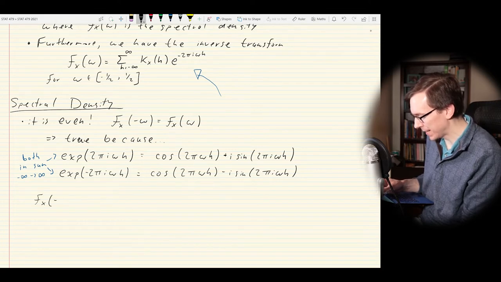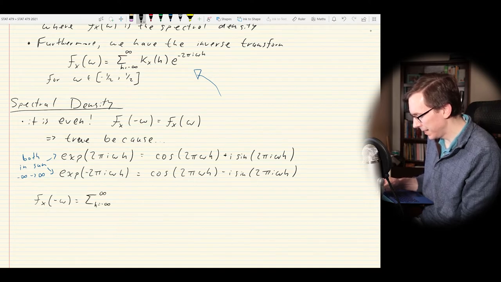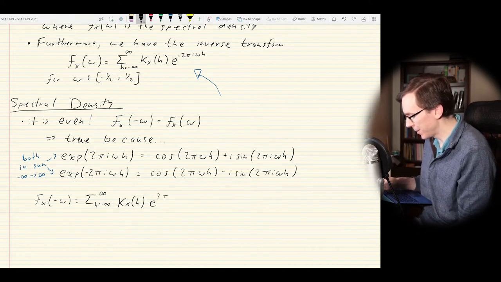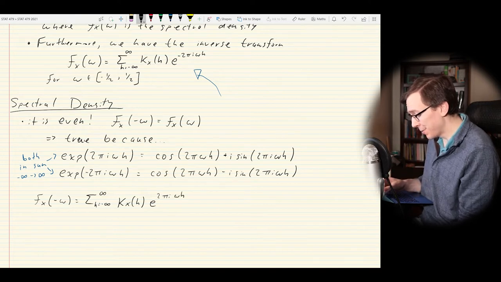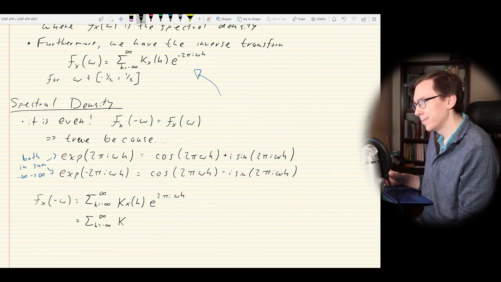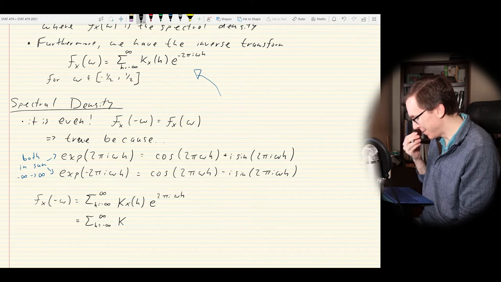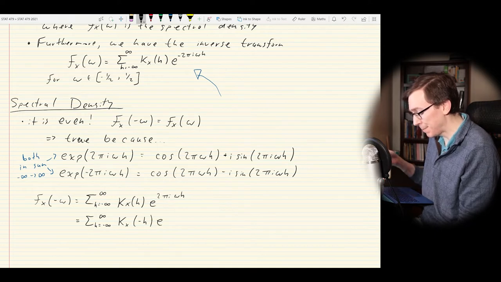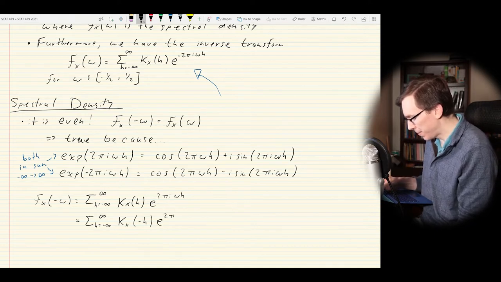I mean, effectively, we could even write this out more properly, in the sense that if I have f_x of minus omega, then that's going to be the sum over h from minus infinity to infinity of k_x(h) e to the plus... Actually, how do I want to write this? We'll start off writing it the simplest way, which is 2 pi i omega h. But then we note that this is the same summation from minus infinity to plus infinity, and I'm going to substitute in, basically switching h for minus h. So I can switch this to minus h because by symmetry, nothing has changed.